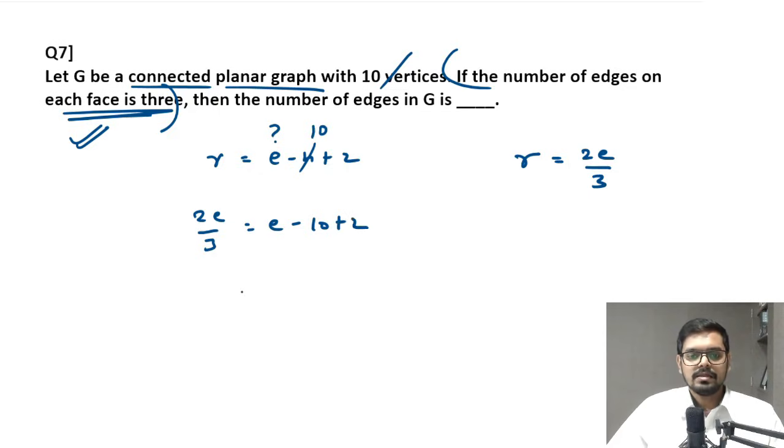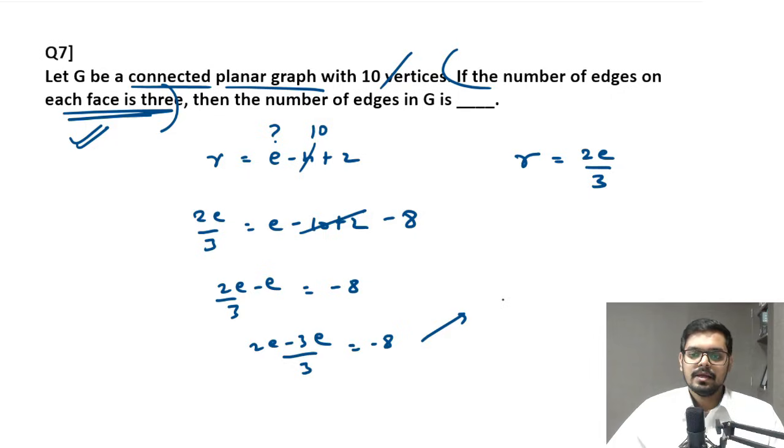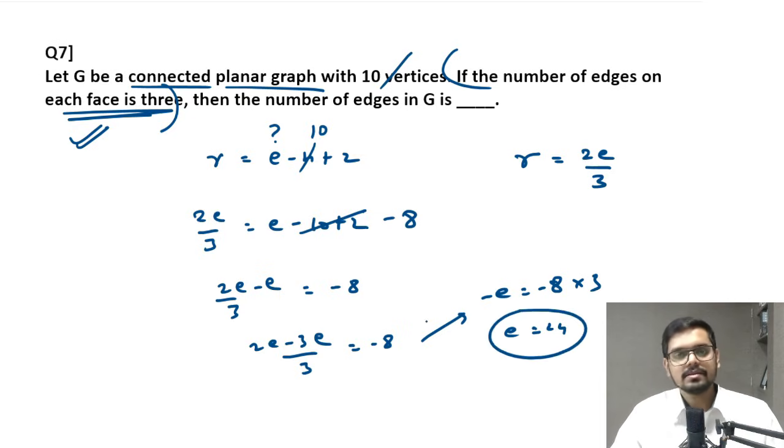So now I can say this is minus 8 and take this E here. So 2e minus this thing, that is equal to minus 8. Simplify: 2e minus 3e by 3, that is equal to minus 8. So minus E is equal to minus 8 into 3. So E is equal to 24. That is the answer. Easy. So if you have done the derivation, if you have done the lectures, this is easy. Otherwise it is tough, since R is indirectly given.